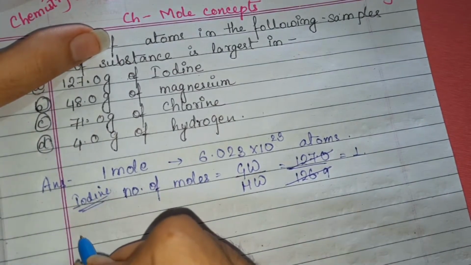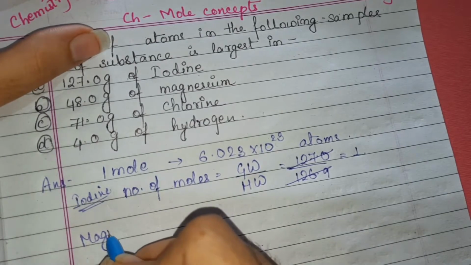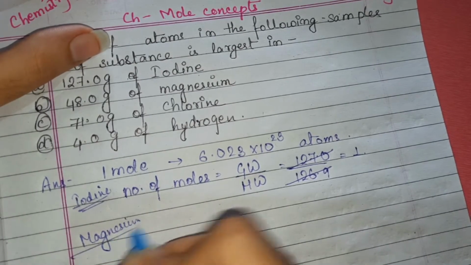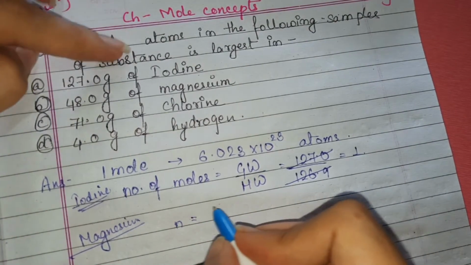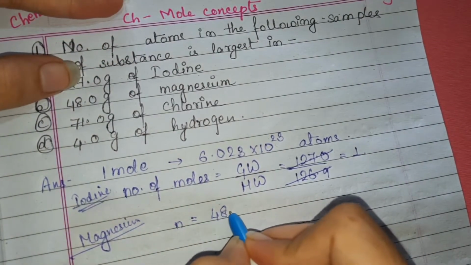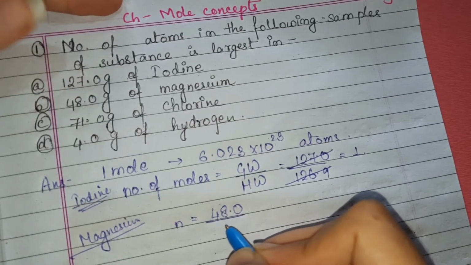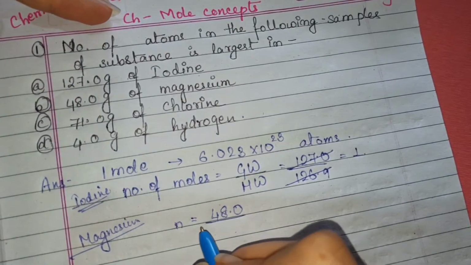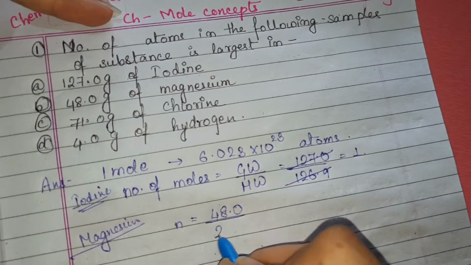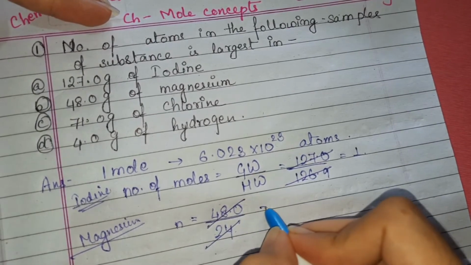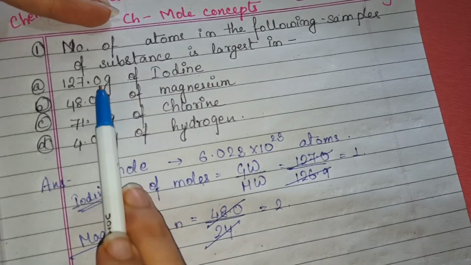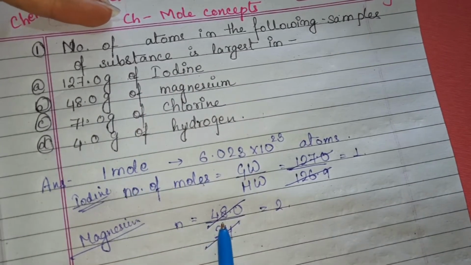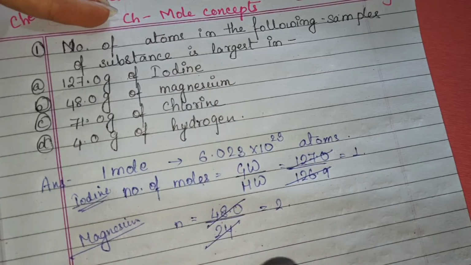Now let's move on to magnesium. I'm writing n to represent the number of moles. It will be 48.0 by, what is the magnesium molecular weight? It's 24. Yes, so we will get 2. So we got that the number of moles for iodine in this scenario is 1, and for magnesium it's 2.